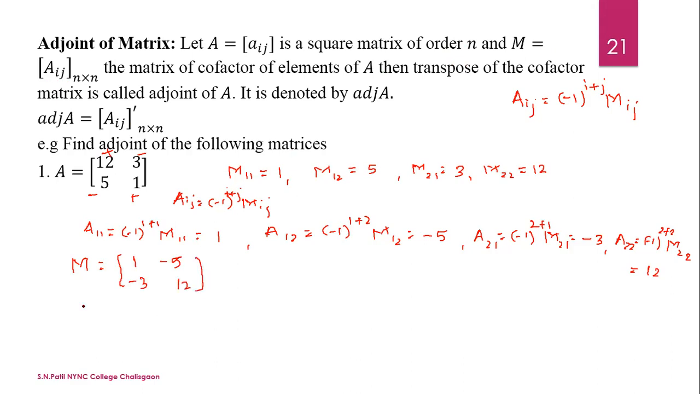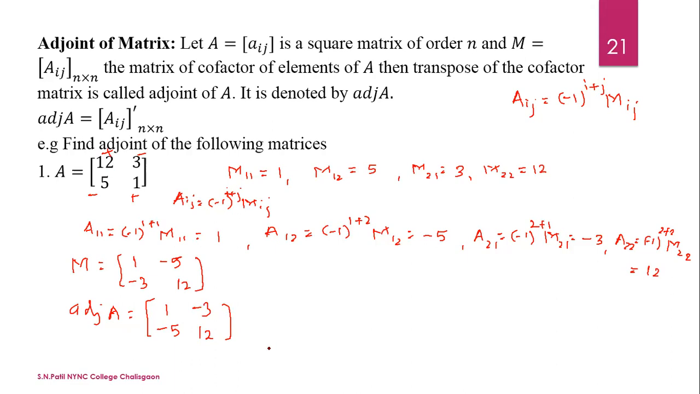Then adjoint of matrix is the transpose of this cofactor matrix. Transpose of the cofactor matrix is, write row in terms of column: 1, minus 3, minus 5, 12. So this is the adjoint of matrix of the given matrix 1 2 3 5 1 divided by matrix.